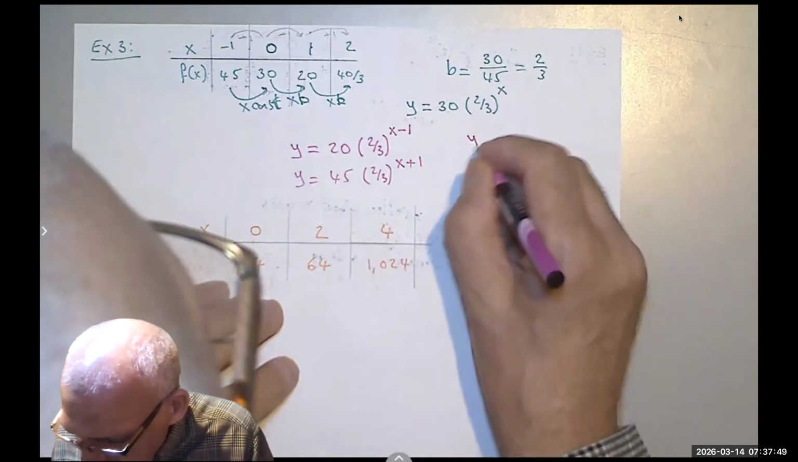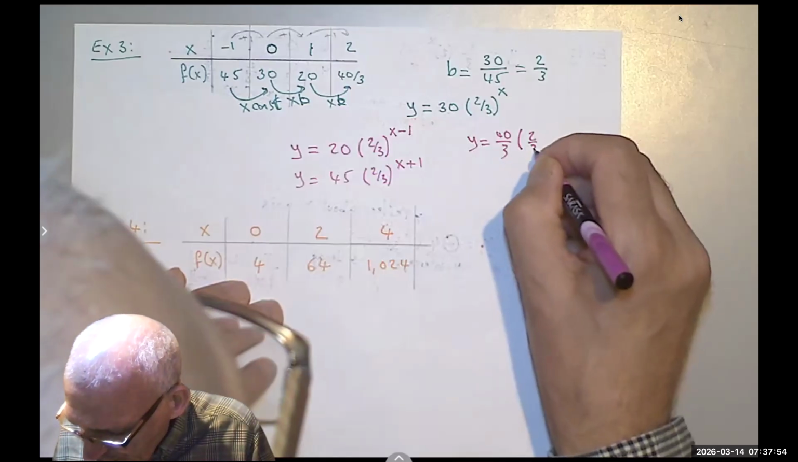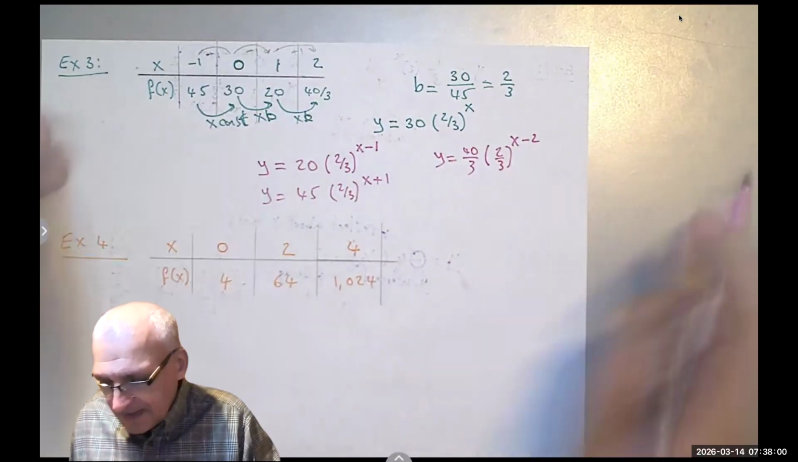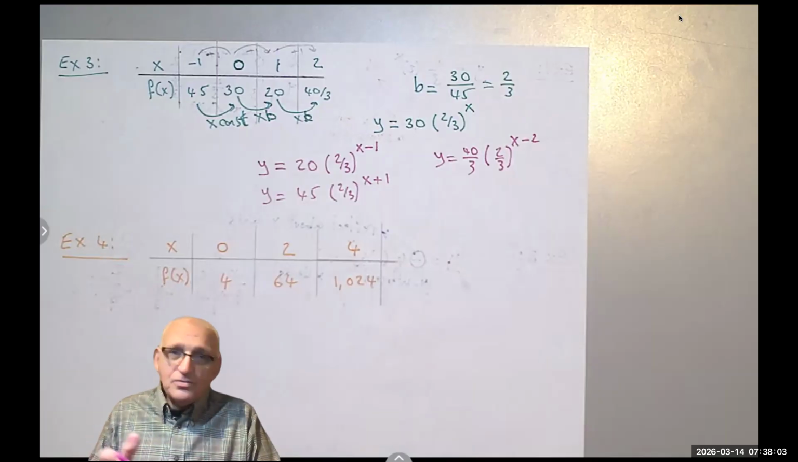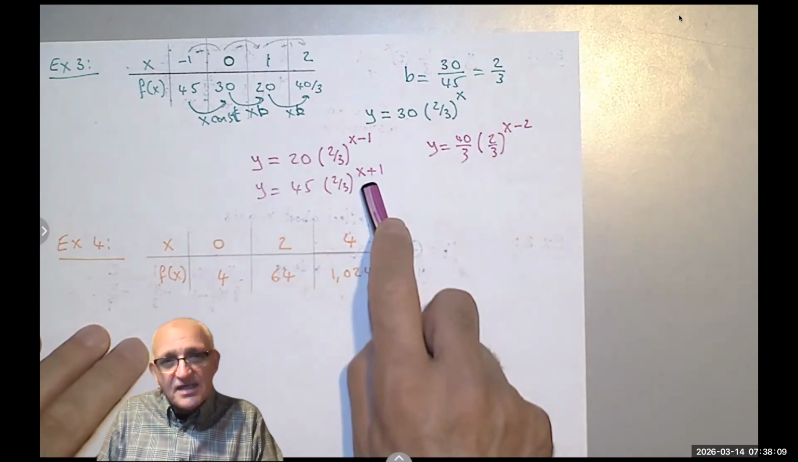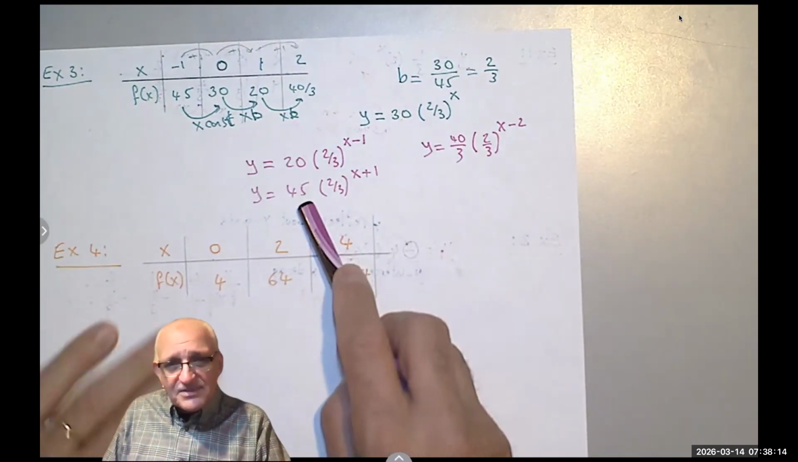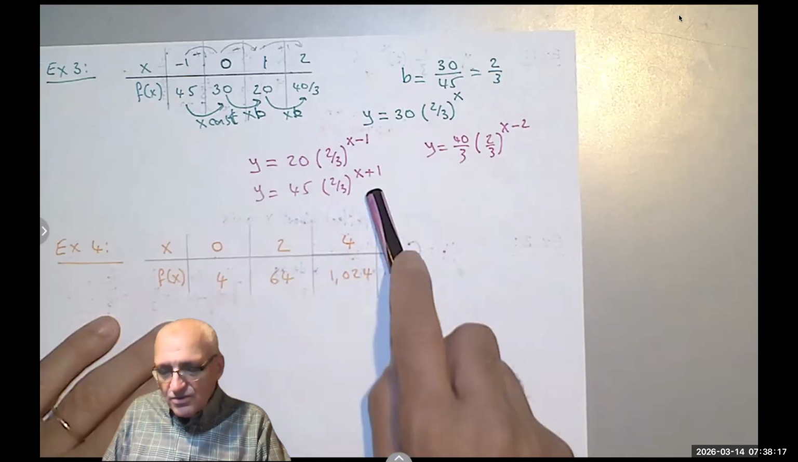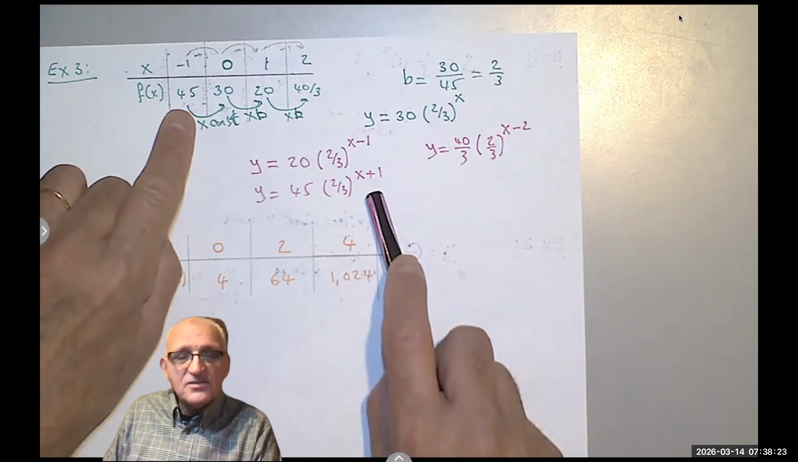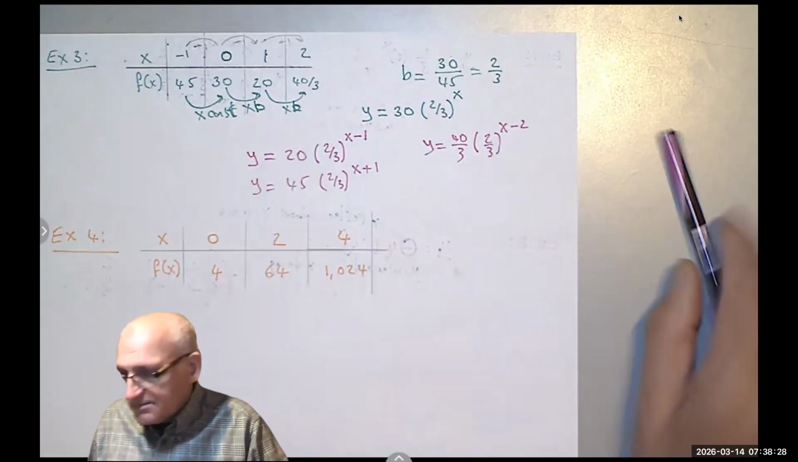I can write it as 40/3 times 2/3 to the x minus 2, because if I subtract 2, I go back to 0. I know you don't have to confuse yourself, but sometimes they give you the equation like x plus 1. All it says is that instead of giving you the y-intercept, we give you the value at x equals -1, the f of x when x equals -1. Or the f of x when x equals 1 or 2 or any other number.